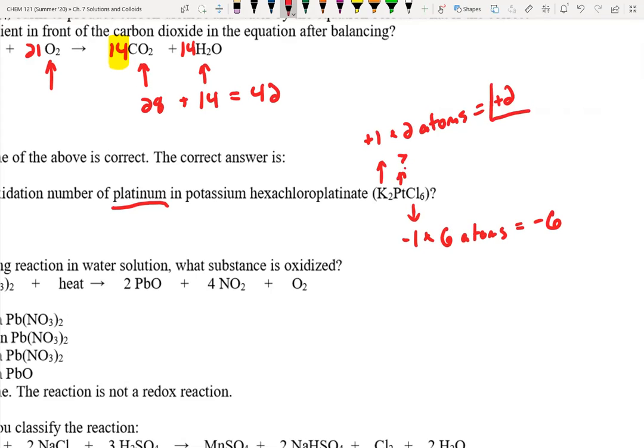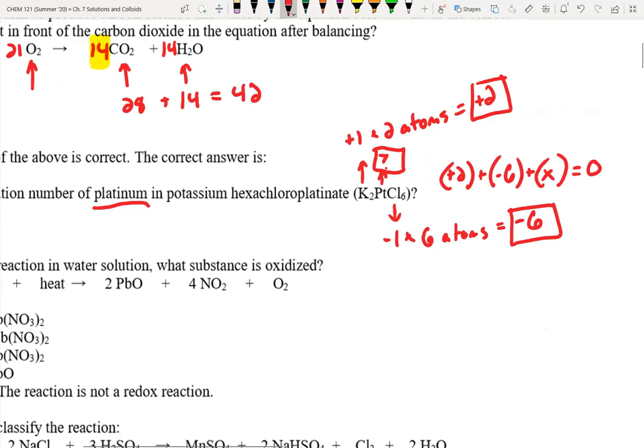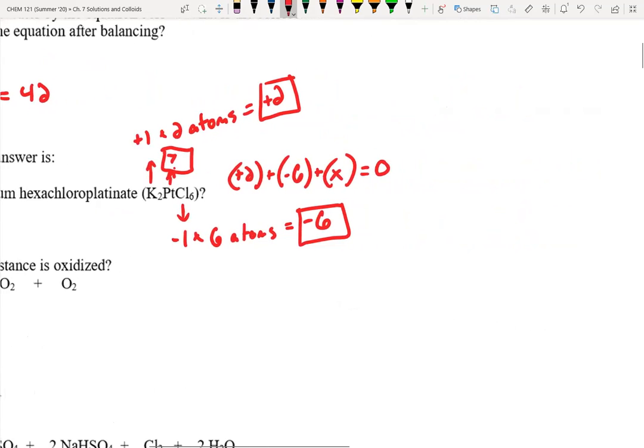So let's think about this. We just said we've got +2, -6, and now we're trying to solve for this. So what I could do is say the +2 plus the -6 plus x is going to add up to equal 0. Sorry, this is getting a little messy. Let me even move this over.